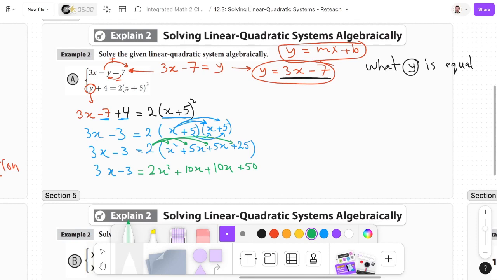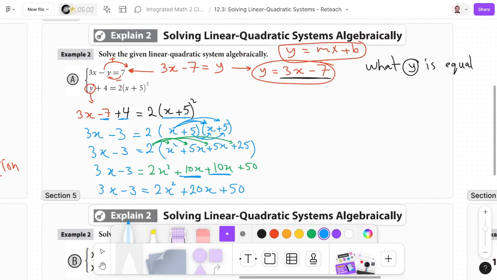Okay, so now after we simplify, let's add the like terms. What's the like term we have? Keep this one, 3x minus 3 equal. So the like terms are 10x and 10x here. So now the equation will be 2x squared plus 20x plus 50.